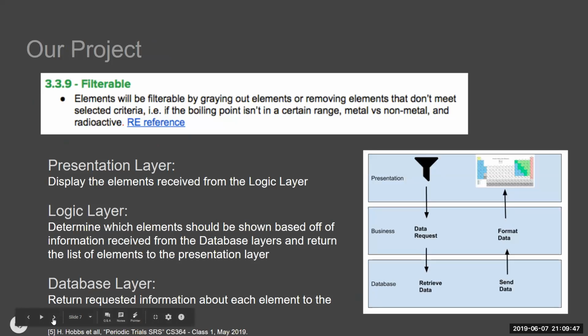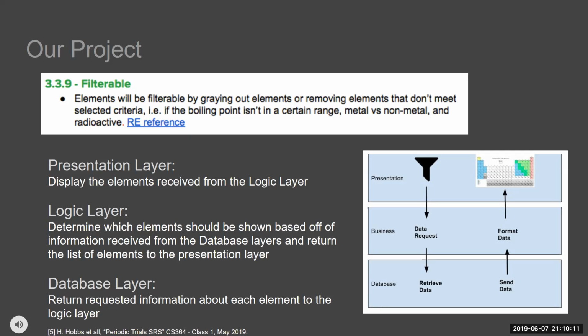One example of how layering architecture might be applied to our project is in meeting the filterable requirement described in section 3.3.9 of the SRS. The three layers would interact as follows. The presentation layer would display the elements based off of information received from the logic layer or the business layer about which elements passed the filters specified by the user.